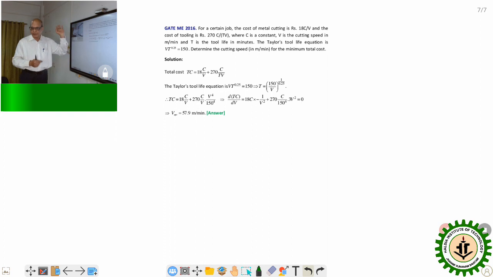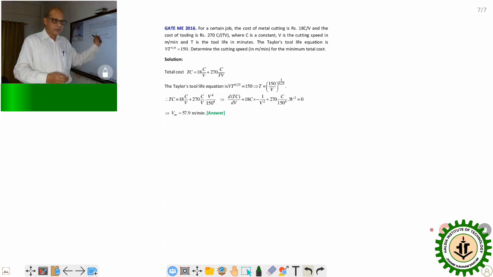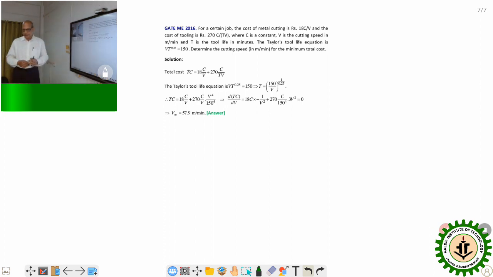Another interesting point you must consider: at the beginning it seems that the value of C is not given. Then how to calculate? Afterwards you find that when you simplify, C appears to the same power, C to the power 1, so it cancels out from both sides. So we don't require the exact numeric value of C to obtain the cutting speed. So the final calculated value is 57.9 meter per minute. That is also a different type of problem which was set in GATE 2016.